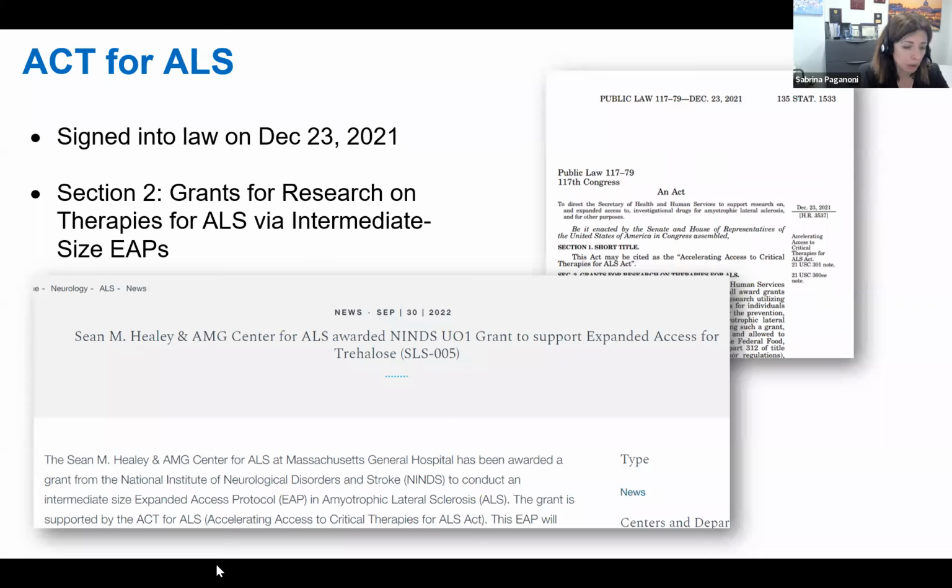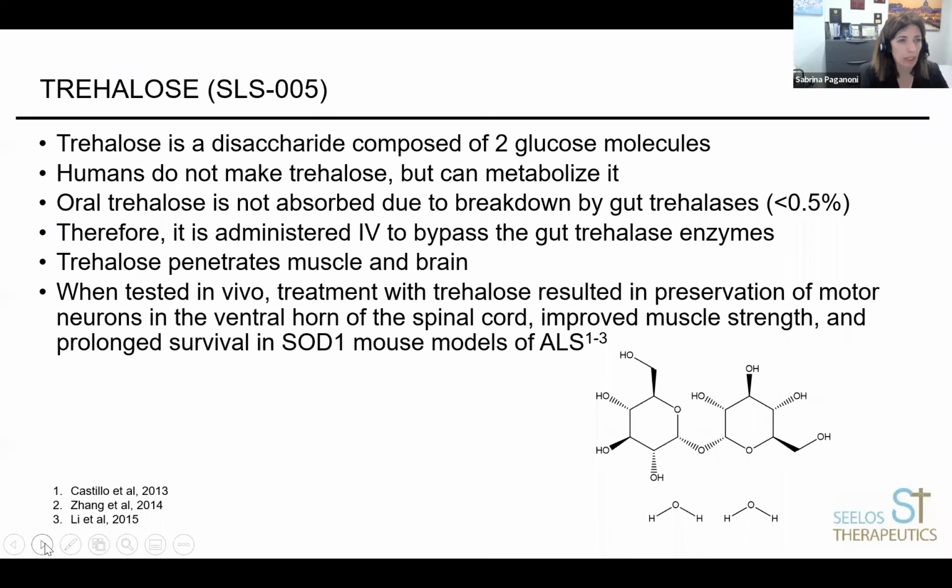And so we will be able to launch a relatively large EAP in parallel to the platform trial for Trialose, which is one of the drugs that's being tested in the platform trial right now. Now, let me tell you a little bit about Trialose and why this particular grant mechanism and the Act for ALS is allowing us to do something that we couldn't do with previous studies that were smaller. So first of all, which drug are we using for this EAP?